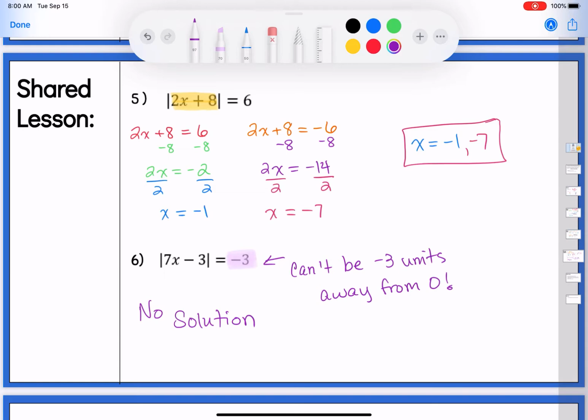I threw that one in there so that you wouldn't just kind of go straight through these and start setting up equations without actually thinking about what you have here. So whatever it equals is the number of units away from 0, and it can't be negative 3 units away from 0. So that one is a no solution.